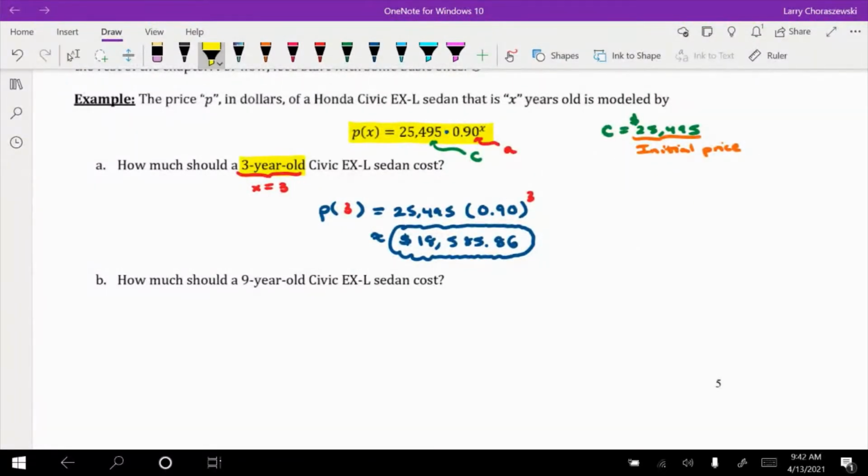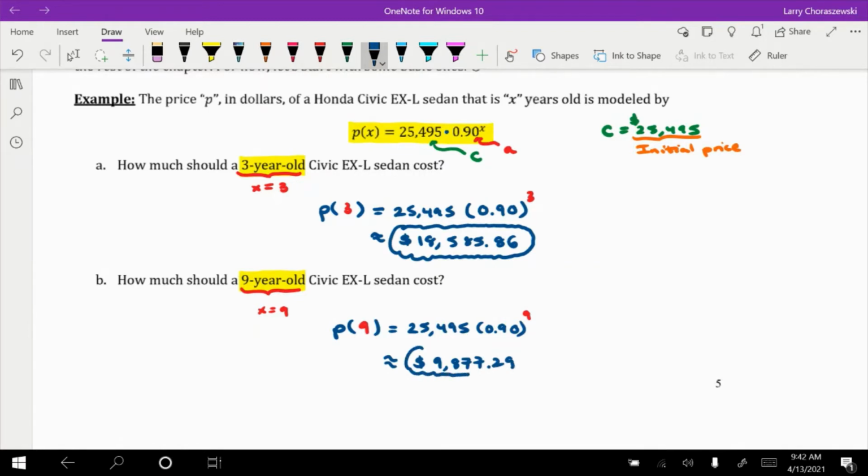All right. So yeah, for part B, we're going to look at the x value of 9. So we'll do P of 9. And I'm getting the same value. Thanks for typing it into the chat. 9,877.29. Wow, that's quite a steep drop there.